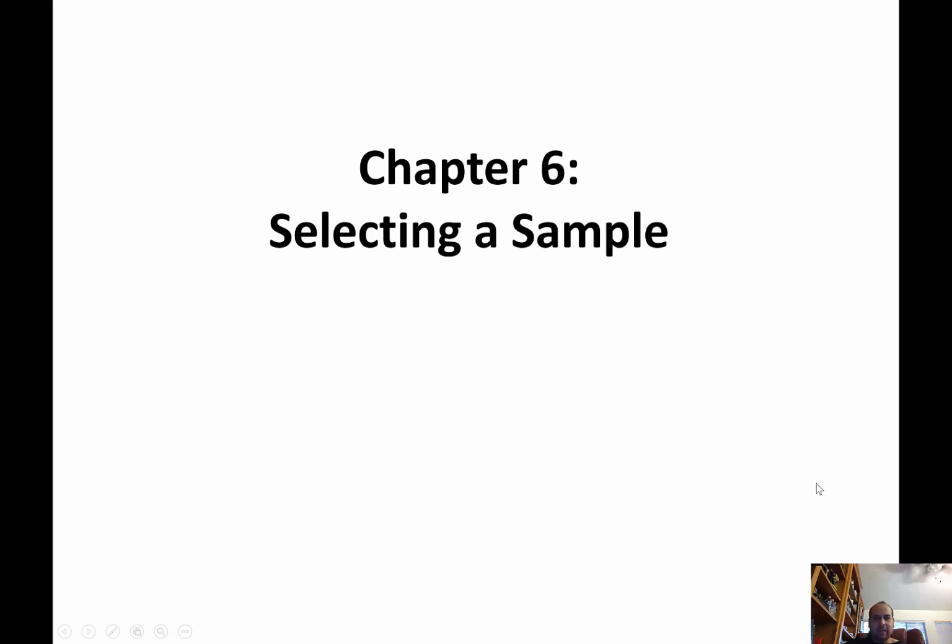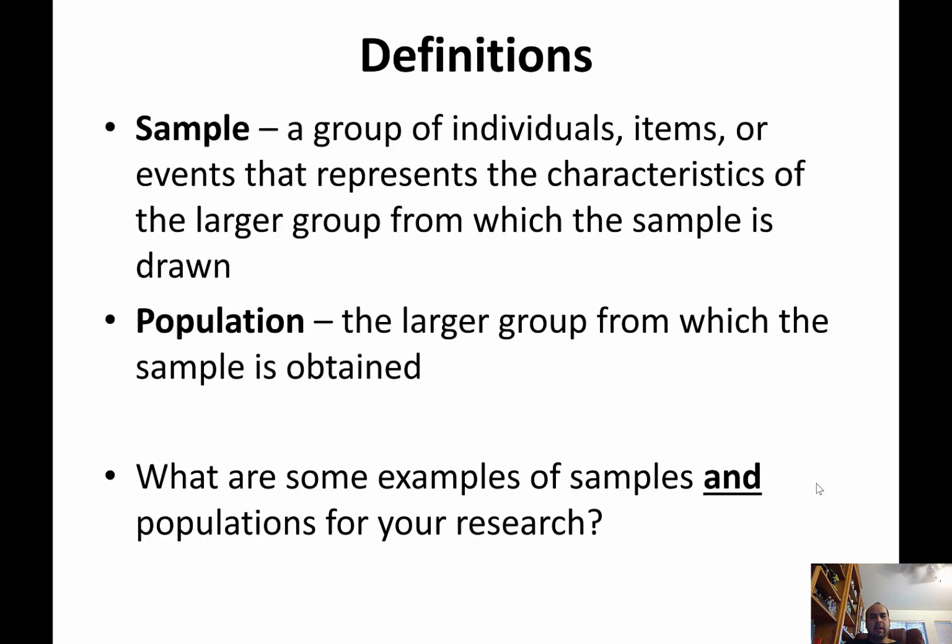And let's talk about selecting a sample. The first thing to talk about is the definitions. Sometimes graduate students use these interchangeably, but they are not interchangeable. These are very different. A sample is a group of individuals, items, or events that represent the characteristics of a larger population from which that sample is drawn. So the small group is always the sample, the large group is the population.